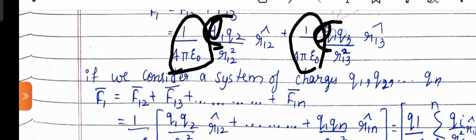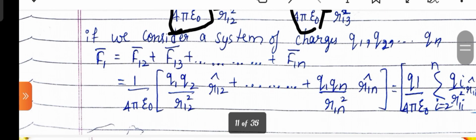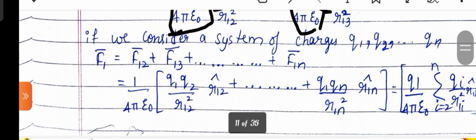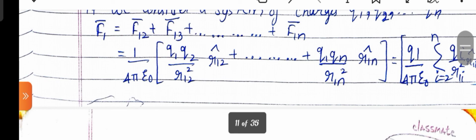Okay, so if we have n number of charges which exert force on the first charge, that is Q1, we can write this expression as 1 by 4 pi epsilon naught Q1 Q2 by R12 square, till Q1 Qn divided by R1n square R1n cap. So here we can take out Q1 by 4 pi epsilon naught, summation i equal to 2 to n, Qi by R1i square R1i cap. Okay, here R1i cap is actually the unit vector along R1i.